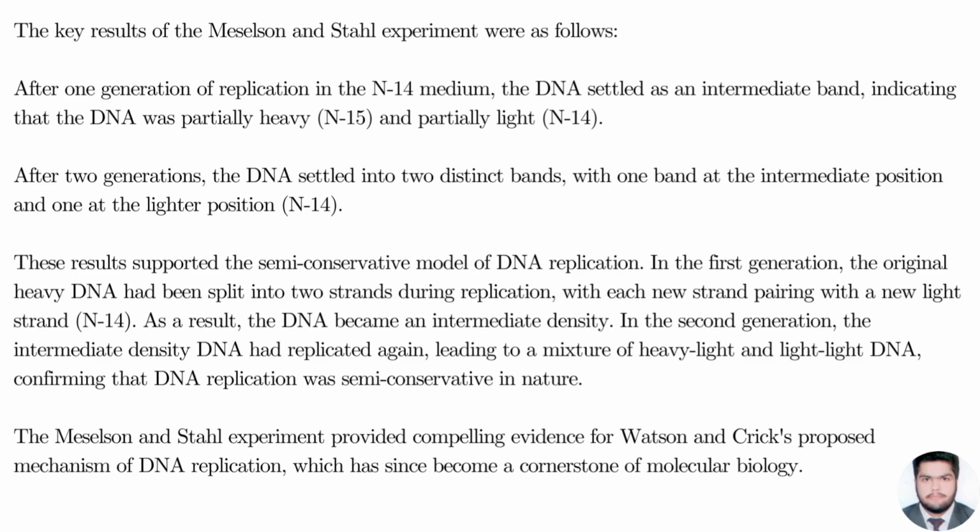In the first generation, the original heavy DNA had been split into two strands during replication, with each strand pairing with a new light strand, N14. As a result, the DNA became intermediate density. In the second generation, the intermediate density DNA replicated again, leading to a mixture of heavy-light and light DNA, confirming that DNA replication was semi-conservative in nature.